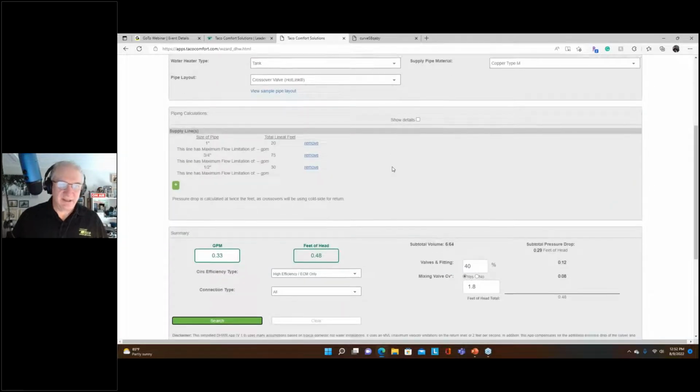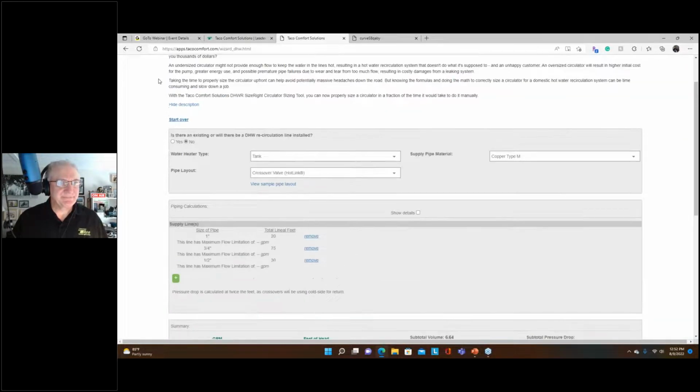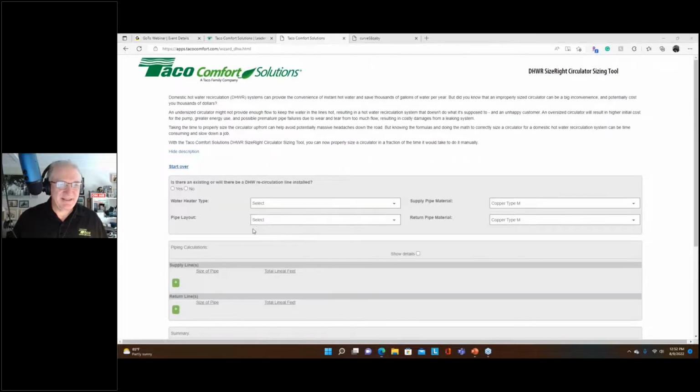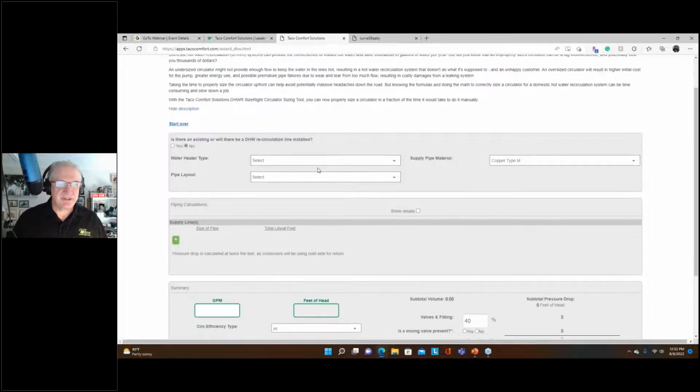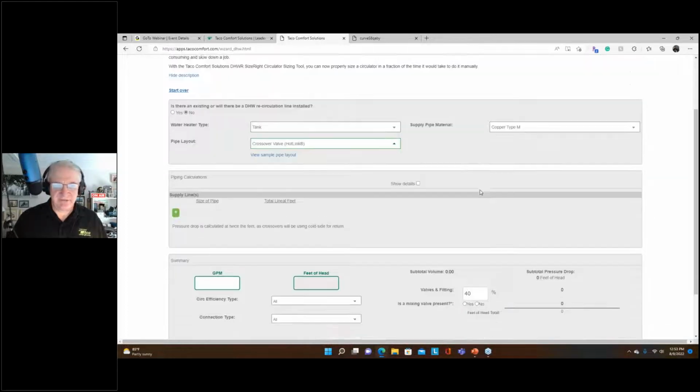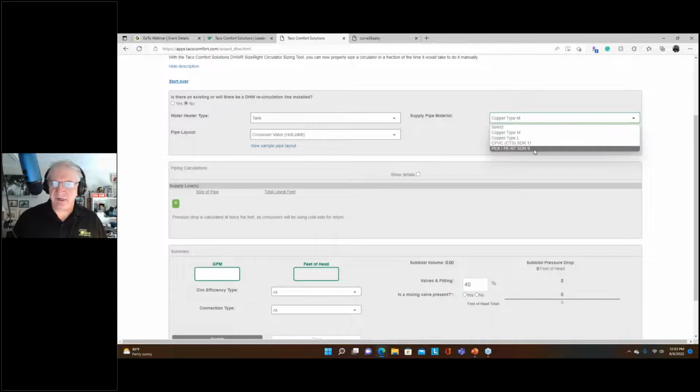Now, there's another way to look at this, because that might be a kind of a large setup. So let's take a look at a smaller house just to see where we're at. So again, tank type, crossover valve, type M. We're gonna do PEX here. Let's do some PEX tubing.